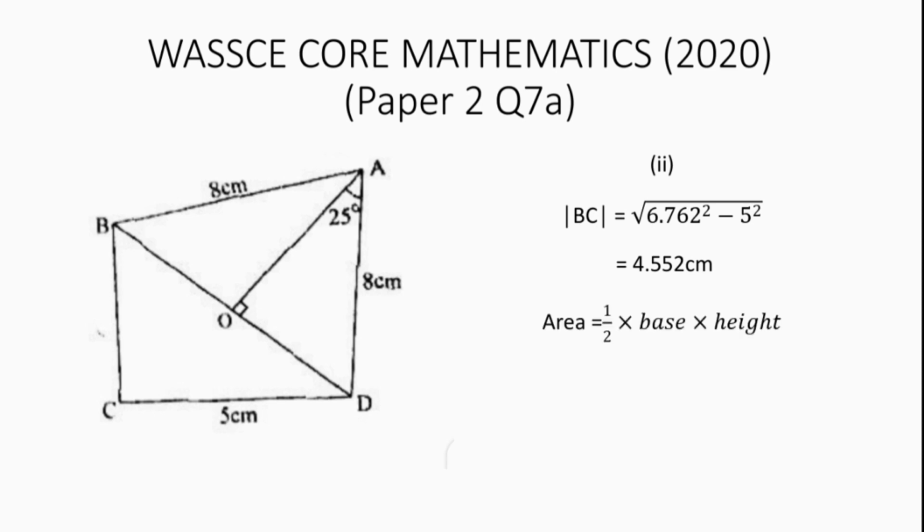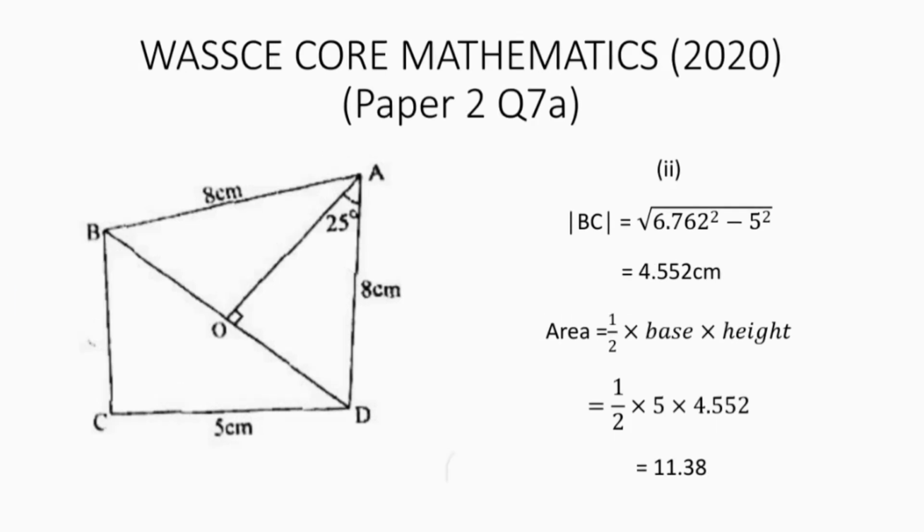Now we move to calculate the area of triangle BCD. Area is equal to half base times height. So we have area equals half multiplying the base of the triangle, which is 5 centimeters, and the height of the triangle, which has been calculated as 4.552, which will give us 11.38. But the question asks us to leave our answer in the nearest whole number. So our area is equal to 11 centimeters squared.